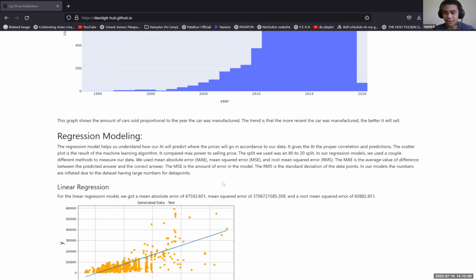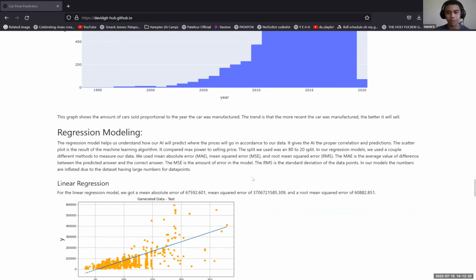In our regression models, we used a couple of different methods to measure our data. We used mean absolute error, mean squared error, and root mean squared error. The MAE is the average value of difference between the predicted answer and the correct answer. The MSE is the amount of error in our model. The RMSE is the standard deviation between data points.